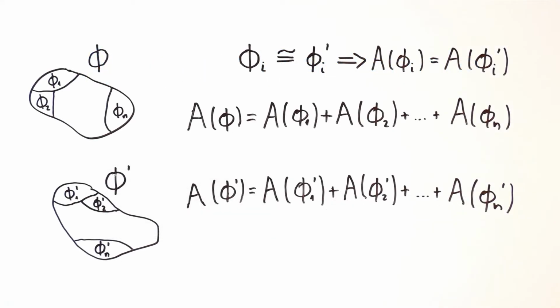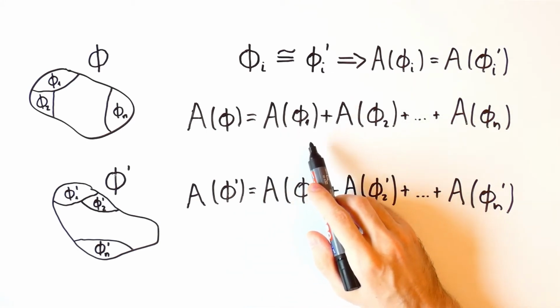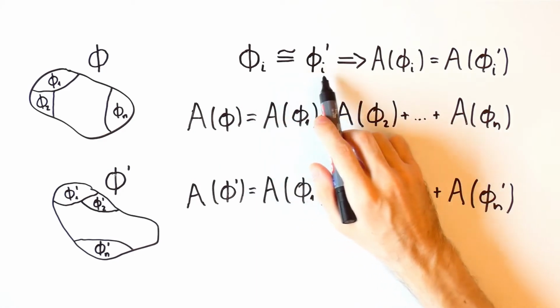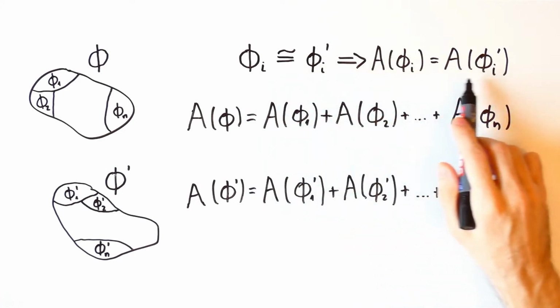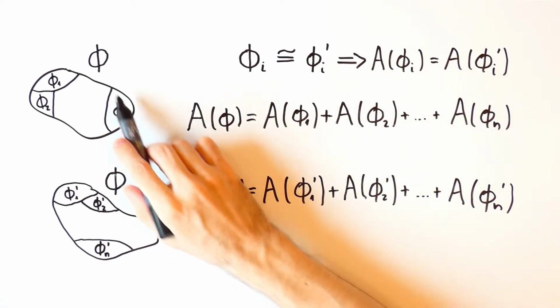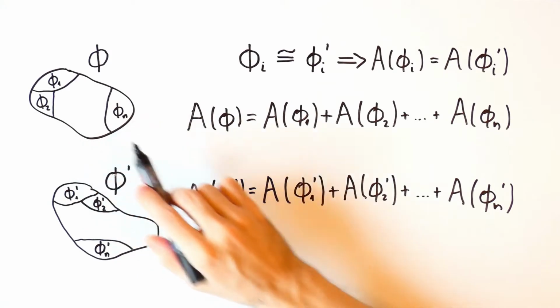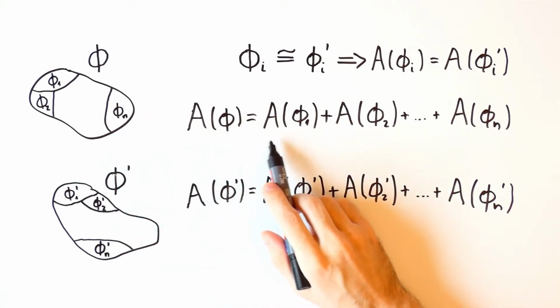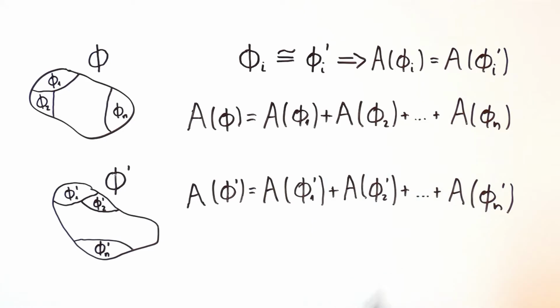In the previous video, we mentioned some properties of area. Two of those properties are written here. One is that if two figures are congruent, then their areas are equal, and the other, if a figure is divided into parts, then its area is equal to the sum of areas of its parts.